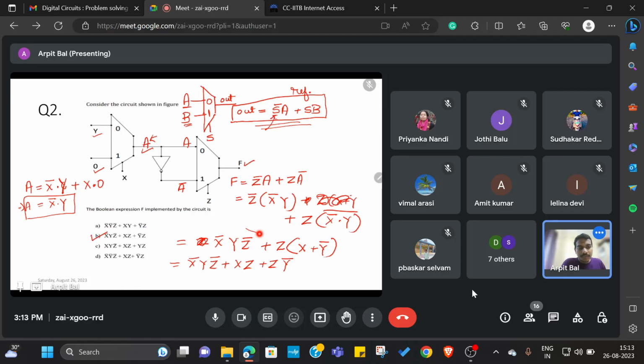Right. So is this question clear? The method how we solved? And always remember this particular equation, so you can solve any bigger mux circuit using this reference equation. Okay. Does anyone have any doubt in this question? If you have a doubt, you can unmute yourself and let me know.